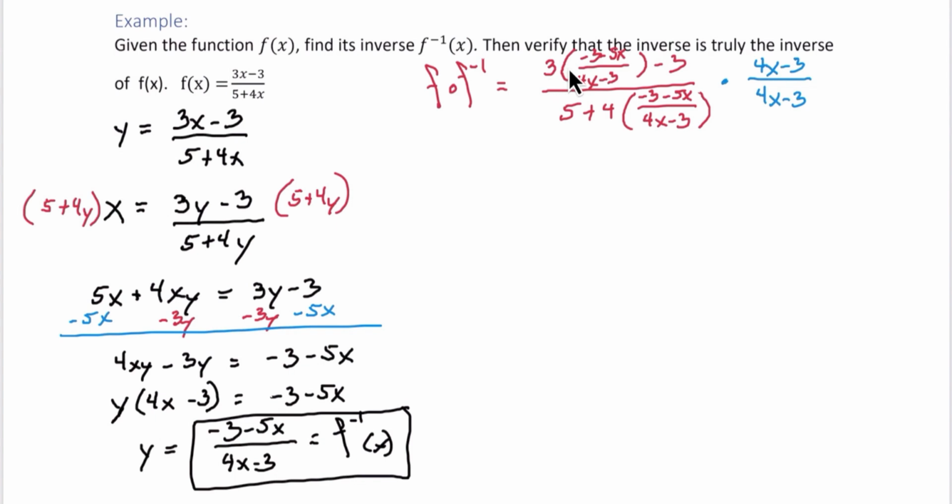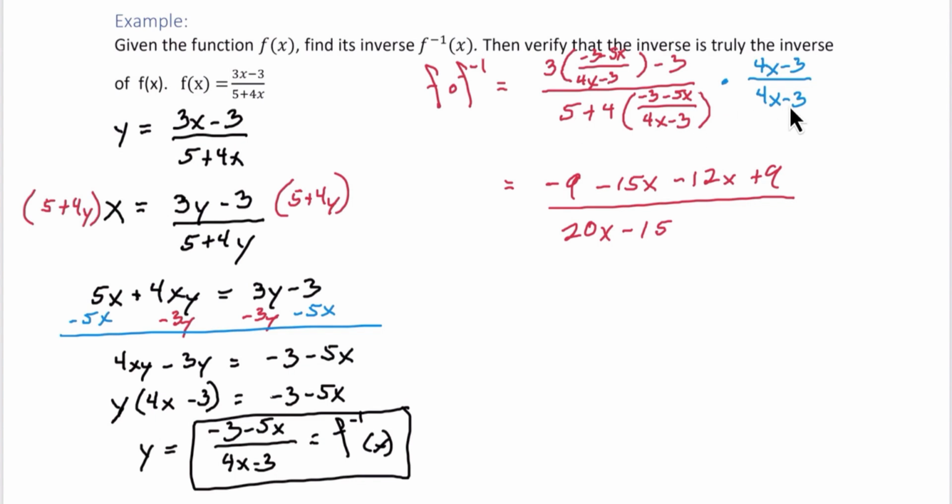So we have 3, and we need to distribute that with the numerator. We get negative 9 minus 15x. And then we need to distribute the 4x minus 3 with the negative 3. That will be negative 12x plus 9. In the denominator, the 4x minus 3 will get distributed with the 5, giving us 20x minus 15.